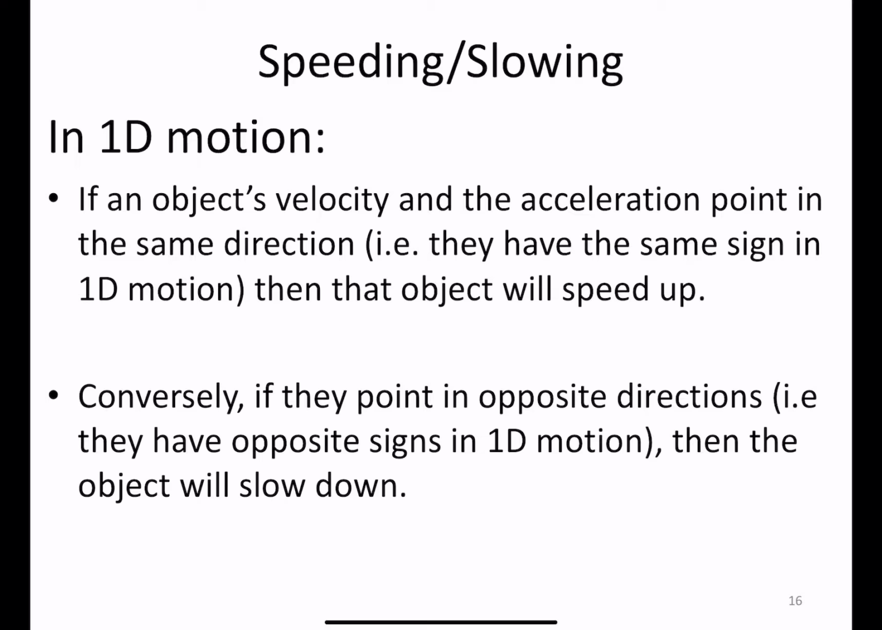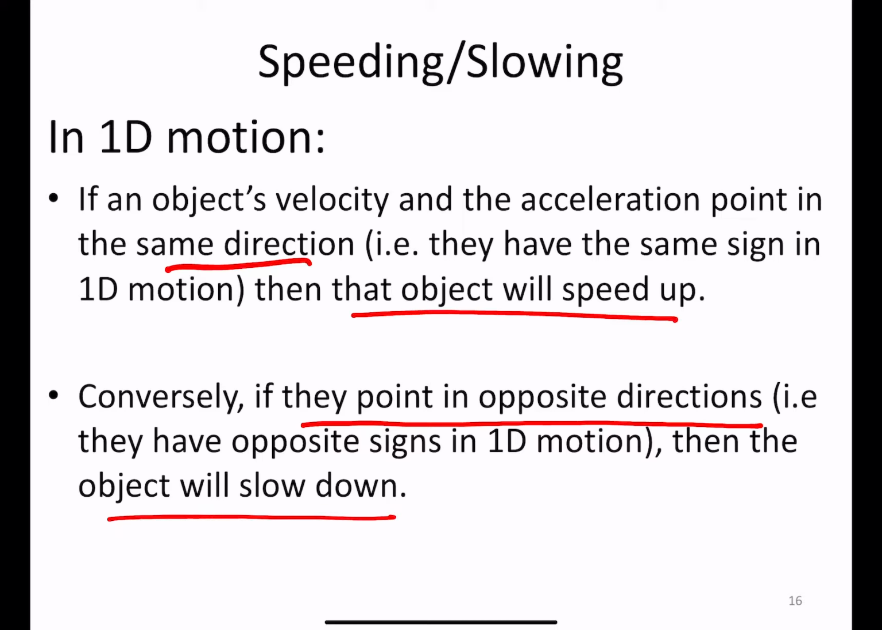This slide is pretty important because we will be revisiting this in the next chapter when you have 2 or 3 dimensional motion. So if an object's velocity and acceleration point in the same direction, then that object will speed up. And if the velocity and the acceleration point in opposite directions, then the object will slow down. All right, so please pause the video if necessary and make sure that this point is absolutely clear.